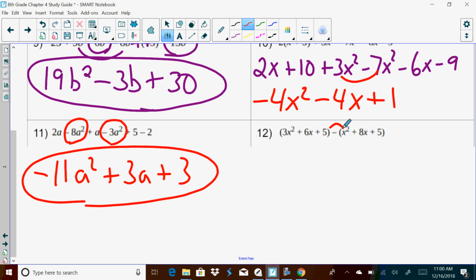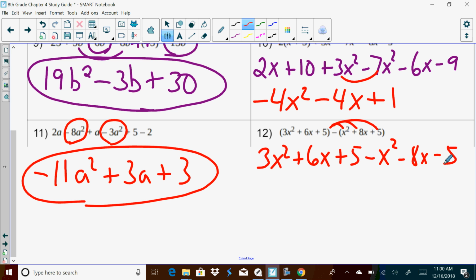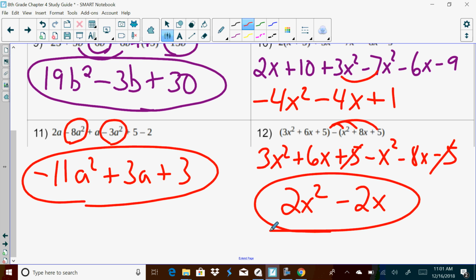This I have to distribute a negative through first. So I get 3x squared plus 6x plus 5 minus x squared minus 8x minus 5. 3x squared minus x squared is 2x squared. 6x minus 8x is a negative 2x. And then the 5's actually cancel because they give me 0.